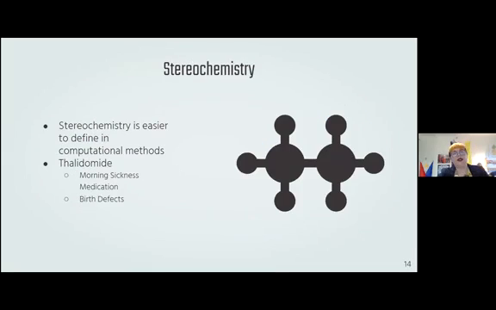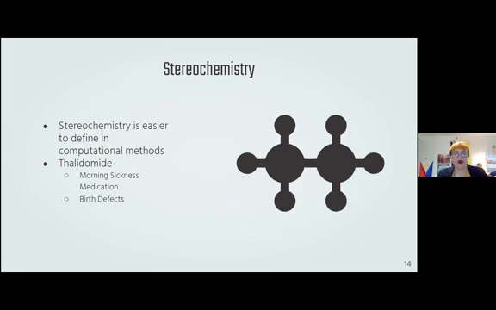And I want to talk a little more about stereochemistry. Stereochemistry is a lot easier to define in computational methods and to study specifically because you can define it in your input rather than having to do extra tests on a physical compound or a physical solution. And stereochemistry is massively important. I want to bring up thalidomide, which a lot of us probably heard about in OChem, but I just want to bring it back up.